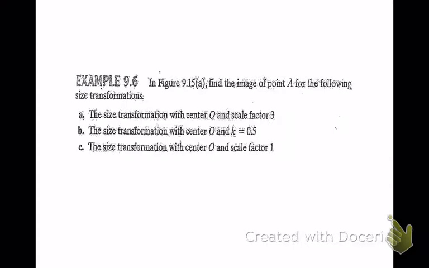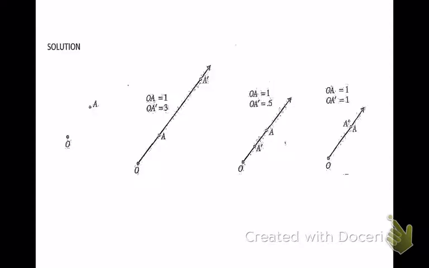Let's do some examples. In the figure, find the image of the point A for the following size transformations. The size transformation with center O, scale factor 3. Size transformation with center O, scale factor 1/2. Size transformation with center O and scale factor 1. Alright, so we would start with OA. The scale factor is 3. I'd measure OA and multiply times 3. That's OA prime.